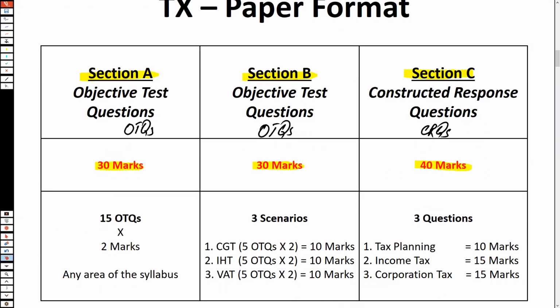Section A questions can be asked from any area of the syllabus. Section B question areas are specified. There will be 3 scenarios, one for capital gains tax, another for inheritance tax, and third for value added tax. The good thing is for section B, we know from which areas the questions will be asked. Each scenario would contain 5 questions worth 2 marks each. So 10 marks for capital gains tax, 10 marks for inheritance tax, and 10 marks for value added tax.